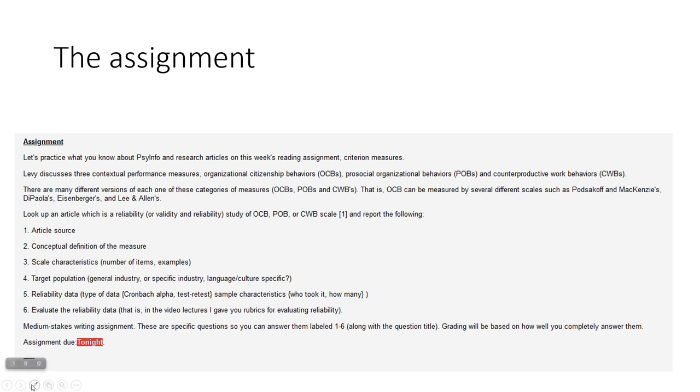First off, I want my pen back now. I say we're going to practice PsycINFO and research articles. What that means is that a lot of the work you're going to be doing is on PsycINFO, and you're going to be reading research articles. And then I reiterate that we have OCB, POB, and counterproductive work behaviors.